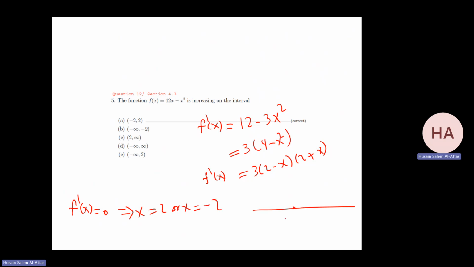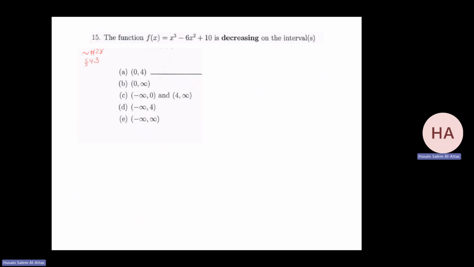So I'll put on the number line minus 2 and 2. Take a value less than minus 2, minus 3. That will be positive, that will be negative, so that is negative. Between minus 2 and 2, take the value 0. It will be positive, positive. The sign changes because the power is odd. This is negative. What does he want? Increasing. It will be between minus 2 and 2, which is this one. This is an easy function.